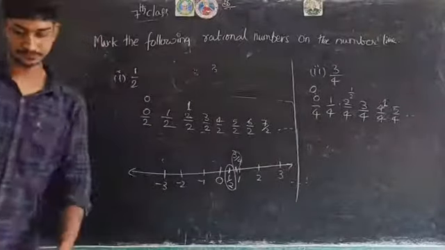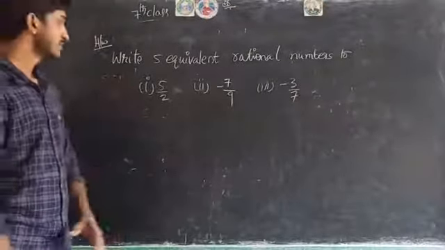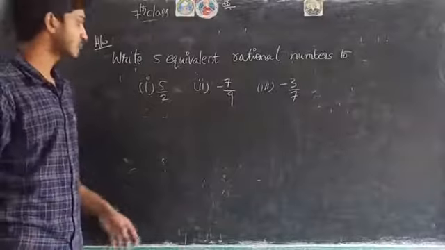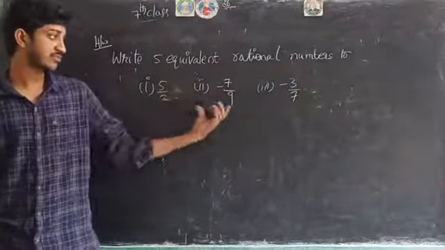Okay children, this is the homework problem: write 5 equivalent rational numbers to the given numbers. So we have to write 5 equivalent rational numbers to each of these numbers.